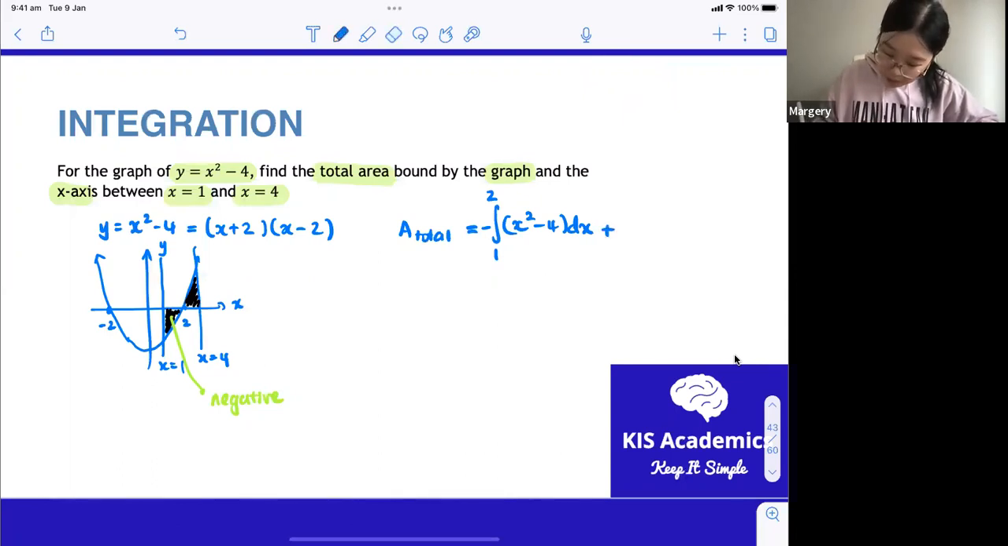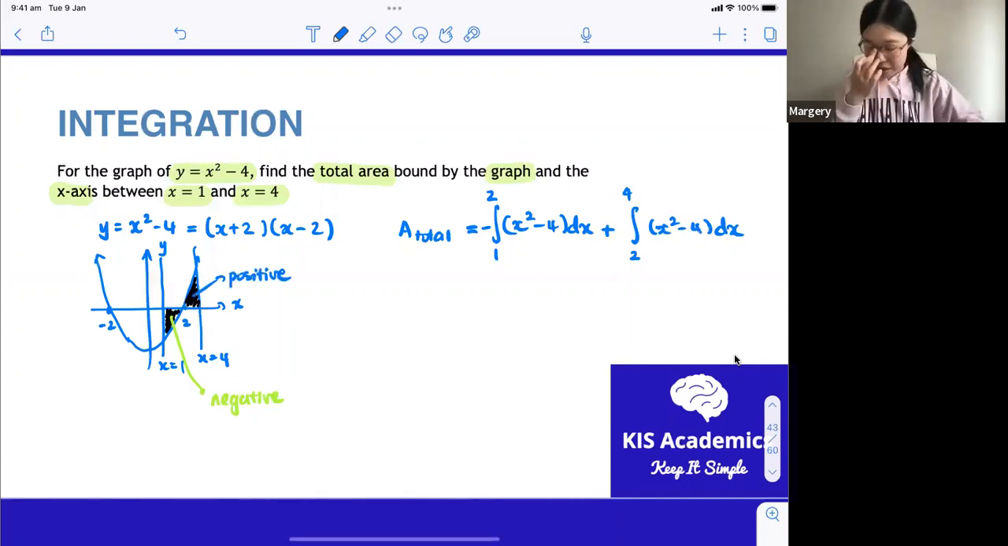So we've got negative that plus our integral from 2 to 4 of x squared minus 4 dx. And this is plus here because this region over here is positive, so we don't need to do anything to it. So to do this, we know that we can integrate.